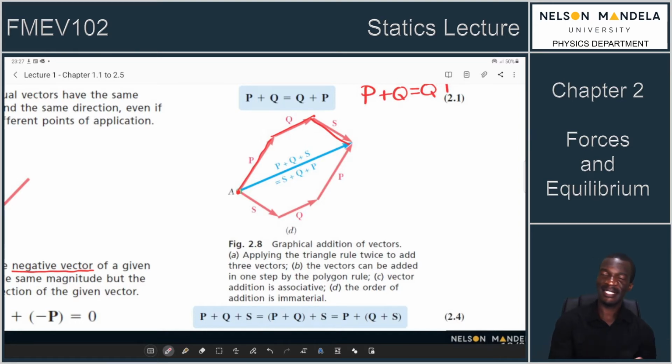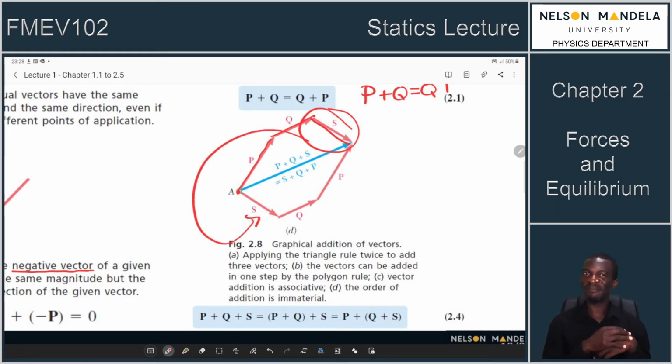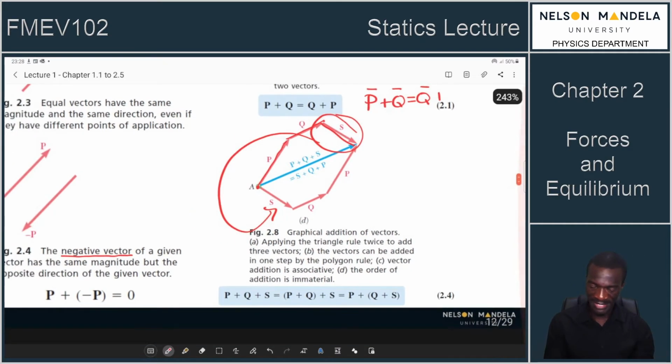So just get one of the forces, you've taken that force S, and you've just transferred it, as long as you are connecting them tip to tail, tip to tail, tip to tail. Right, we've done this before, but it may not have been introduced basically like this.